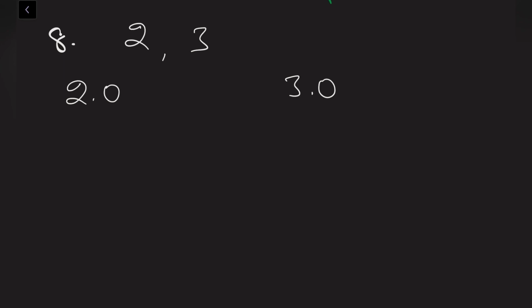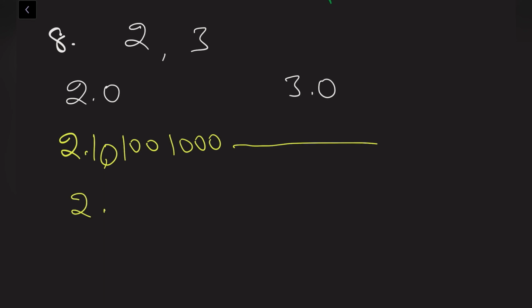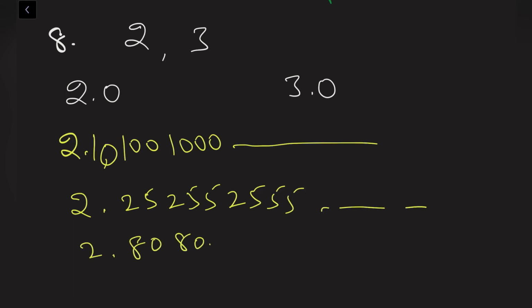Meaning neither terminating nor repeating type of decimals. 2.10, 100, 100 and so on. 2.25, 255, 2555 and so on. 2.80, 800, 8000 and so on. These all are neither terminating nor repeating type of decimals, nothing but irrational numbers which lie between 2.0 and 3.0.